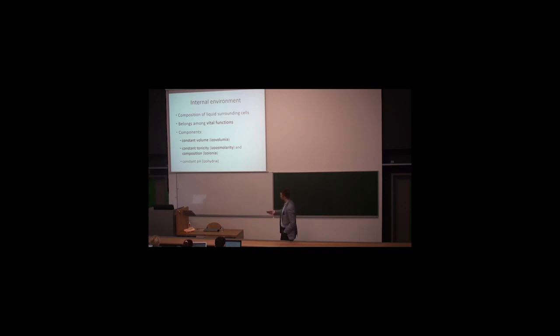And the last, since this will be the topic for next week, is the maintaining of constant pH, that we can call isohydria. That means the normal concentration of hydrogen protons, normal concentration of acids and bases. So today we will try to look at the constant volume, constant osmolarity, and the constant ion composition, and how this is done.